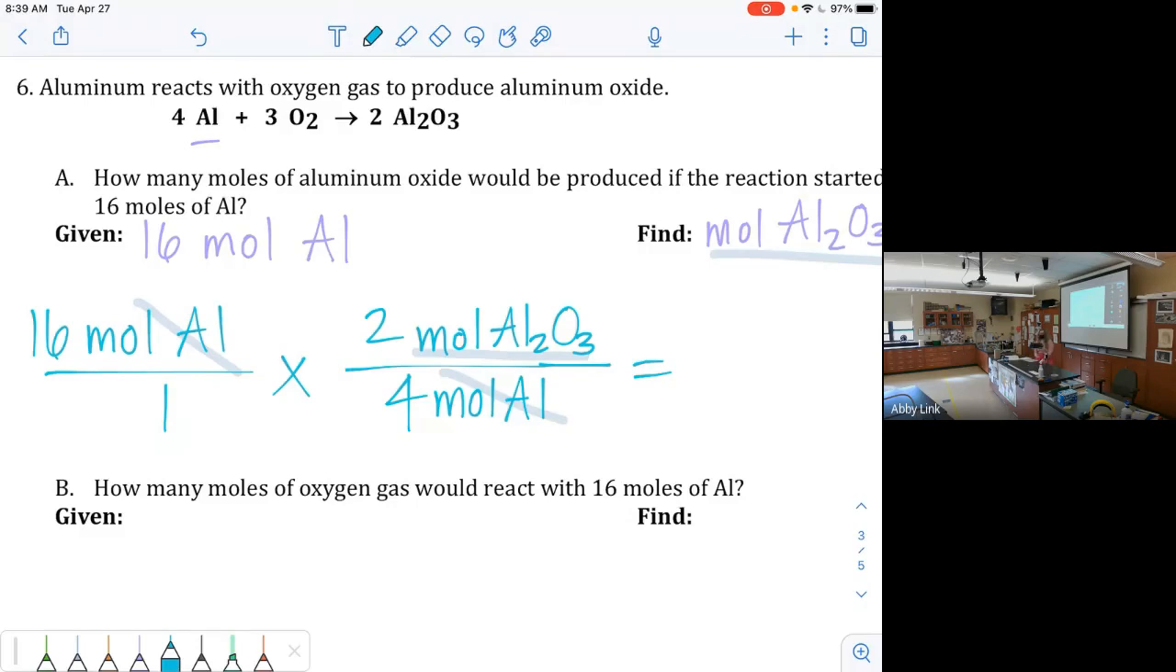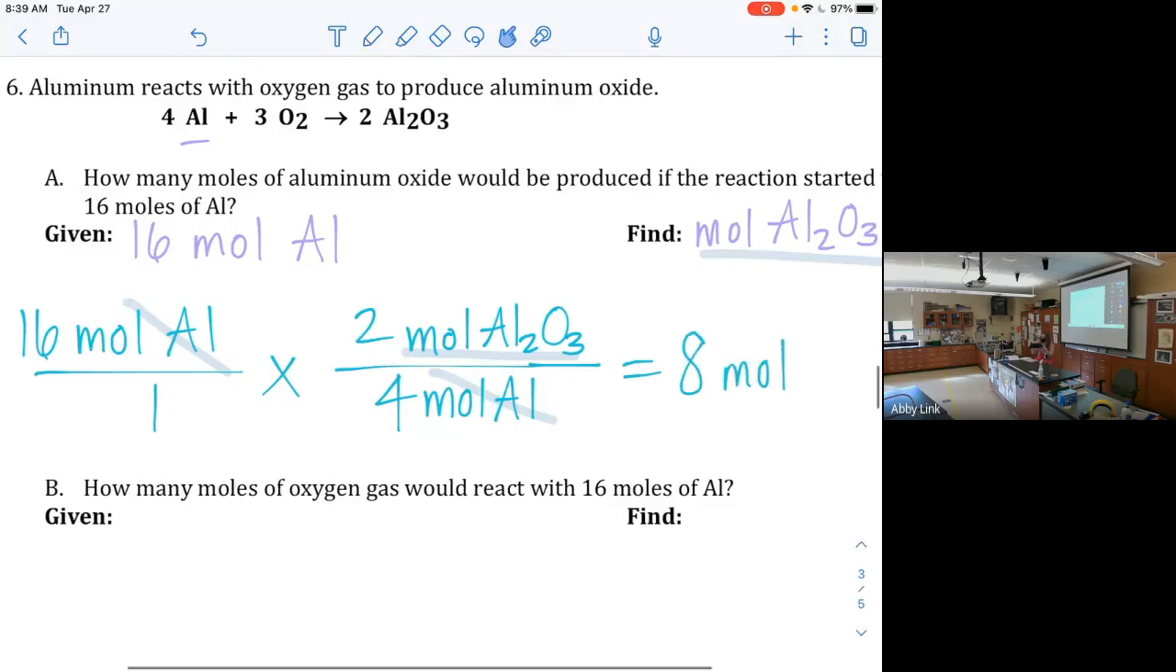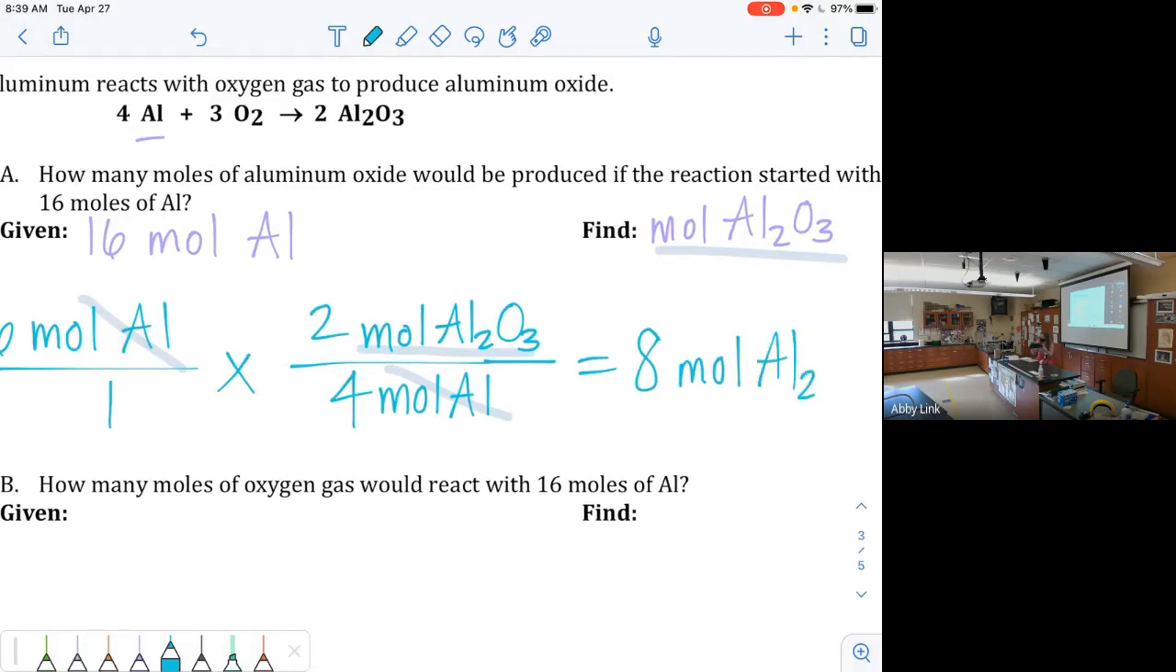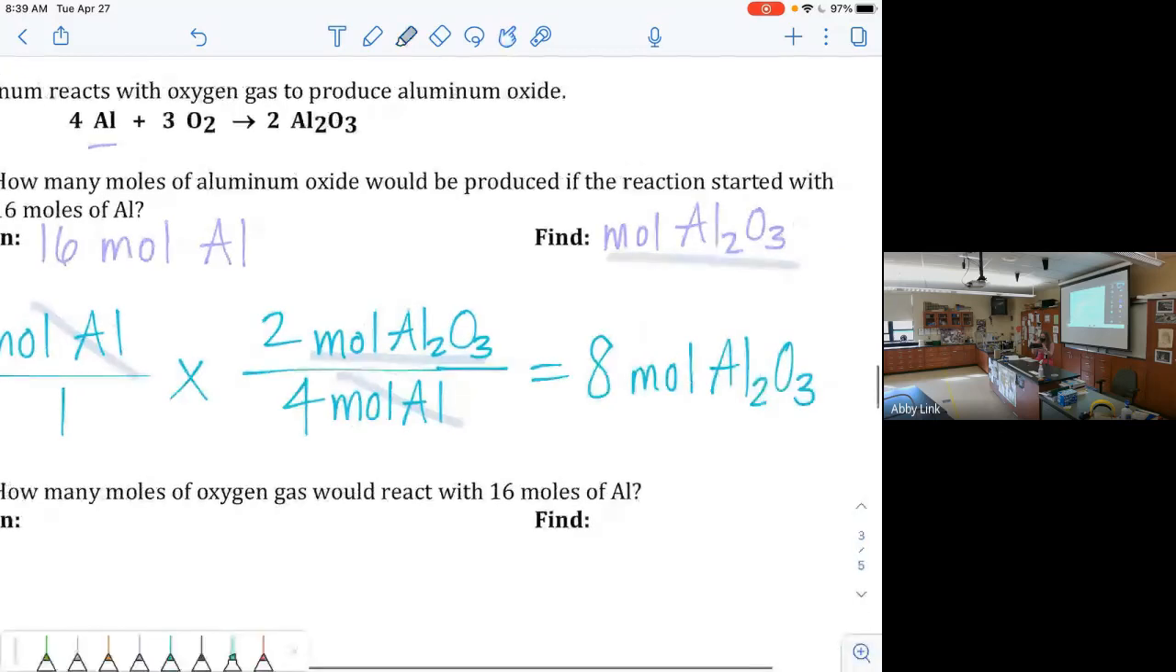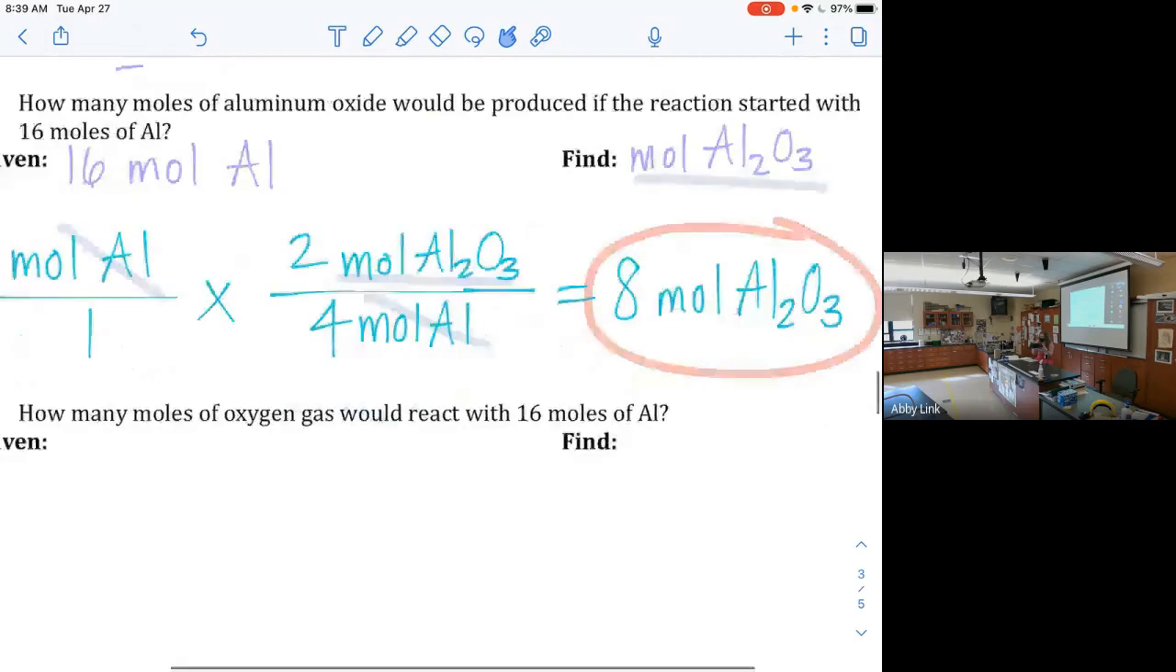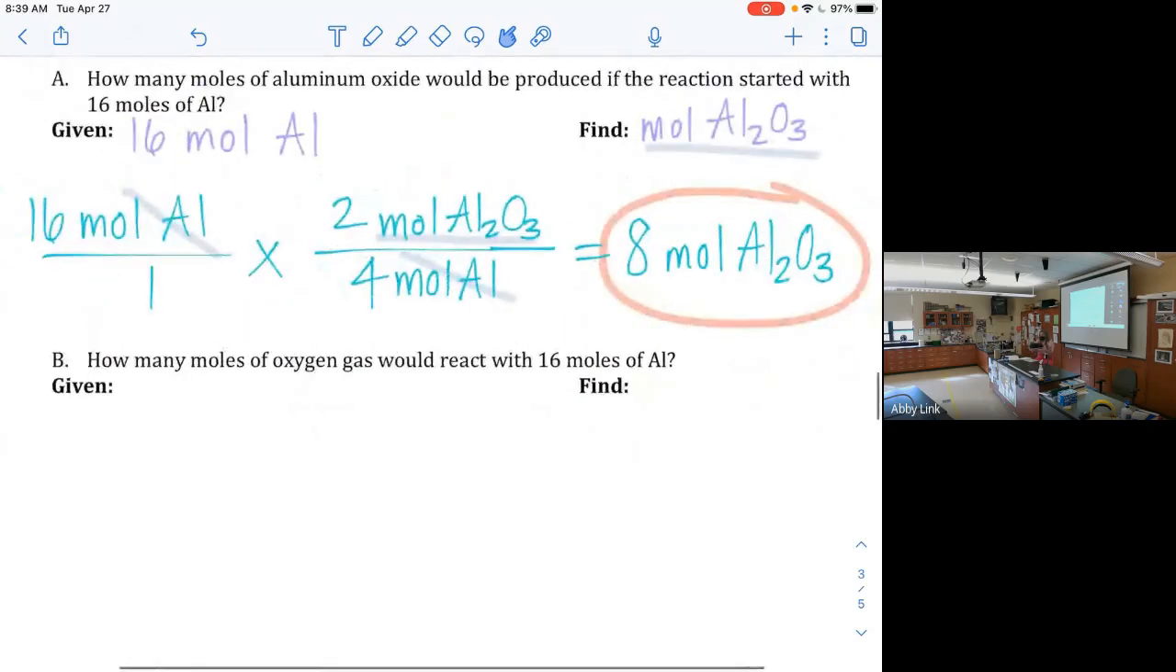All right. 16 times 2 divided by 4. Can anybody do that in their heads? Ava. 8 moles of Al2O3. Boom, done. That's a nice, easy problem, okay? You can expect to see a problem like this, if not on your quiz tomorrow, then on your Unit 8 test.